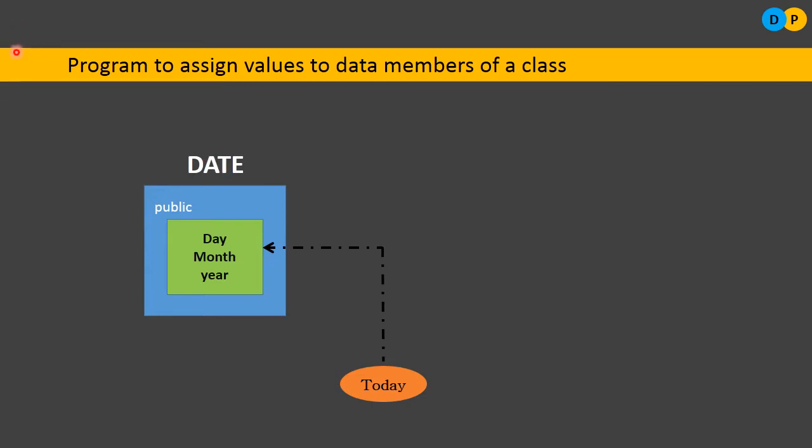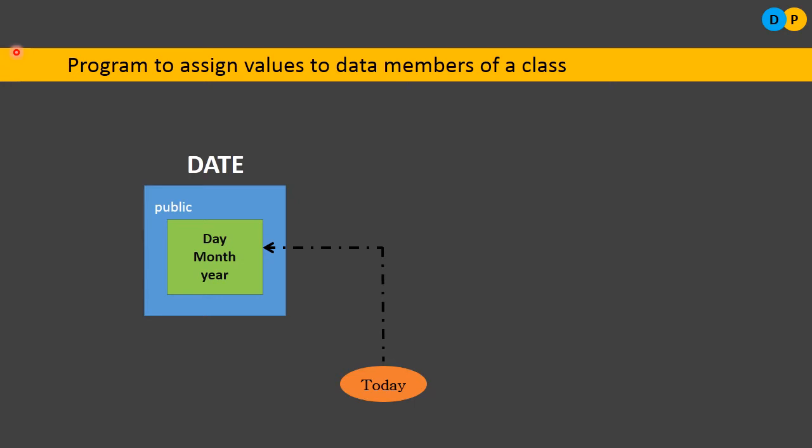Dear students, in this video, let us study a program to assign values to data members of a class. Let me explain the program via the picture. So here I have considered a picture of a class. The class is referred to by the name date. The date class has only data members, and the data members are kept in the public access specifier.